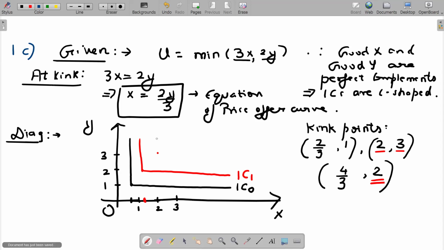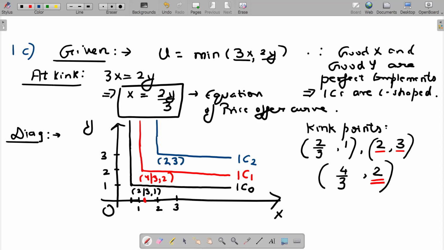It is the blue indifference curve. I see 2. I can stretch it further, I mean. Obviously, there is lack of space, so I can't. But I can stretch the arm. So see, this is the kink 2 by 3, comma 1. This is the kink 4 by 3, comma 2. The blue one is the kink 2, comma 3.